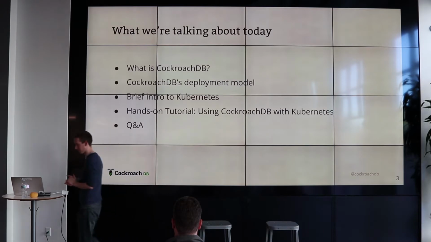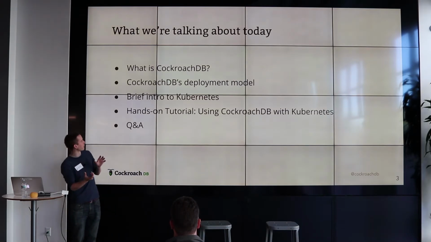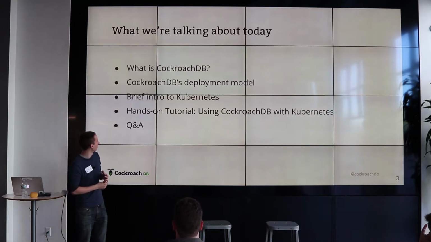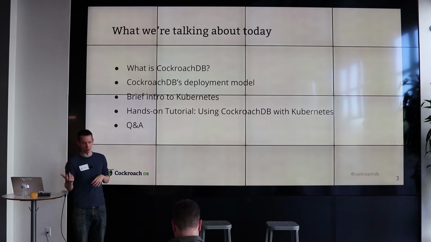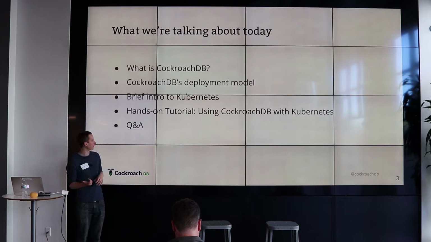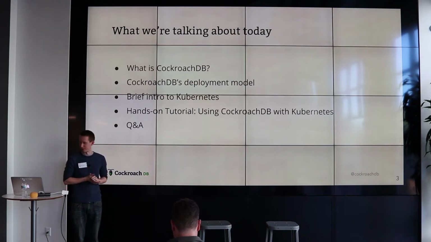Cool. So we're going to briefly, just really quickly, do the world's fastest what is CockroachDB run through before we talk about how it normally gets deployed, and then that provides some context for how it gets deployed inside of Kubernetes. Then we'll do a really quick intro to Kubernetes for those of you who haven't used it, just so that we're all on a similar page, and then we'll get to the actual tutorial.